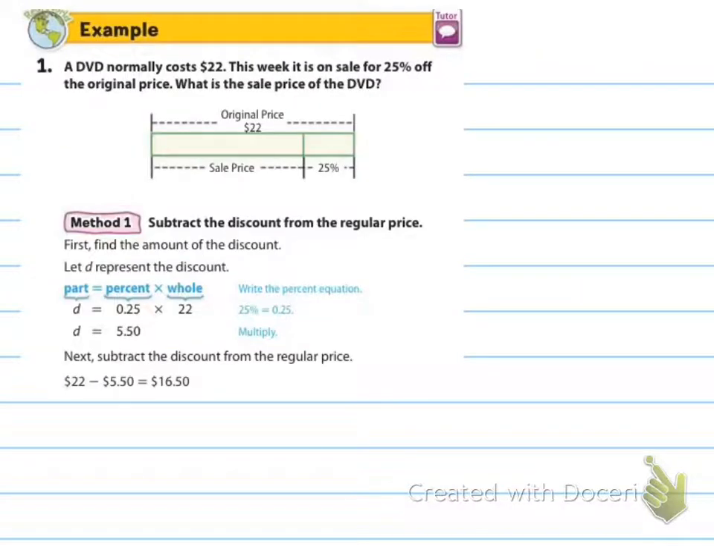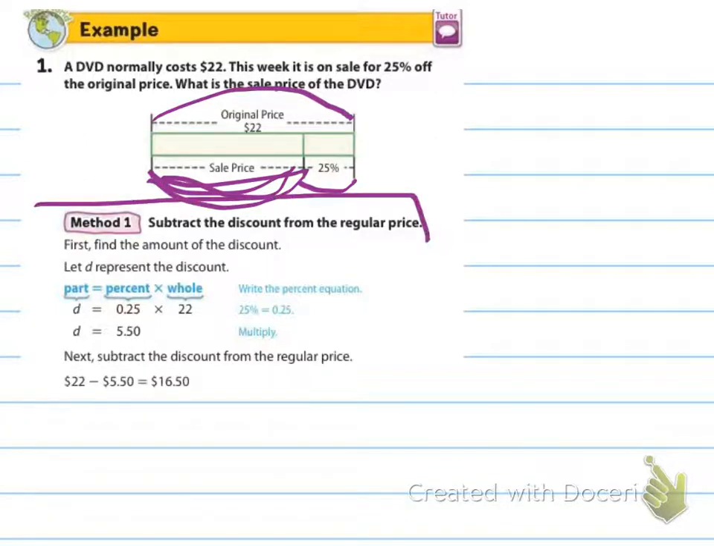So example number 1 says a DVD normally costs $22. This week it is on sale for 25% off the original price. What is the sale price of the DVD? So the original price, using this bar graph here, says the original price is $22. We get a 25% discount, so we're paying this portion right here of the original $22. The method 1, that I want you to write down, method 1, subtract the discount from the regular price. That is exactly what we just did.